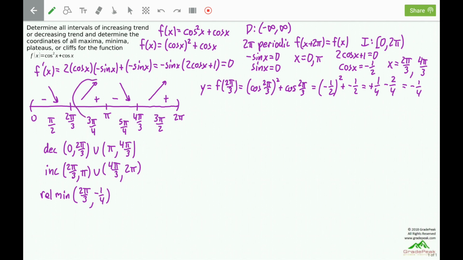Right at the critical number of pi, we have a trend increasing, changing over to decreasing. That means pi will be a relative max.